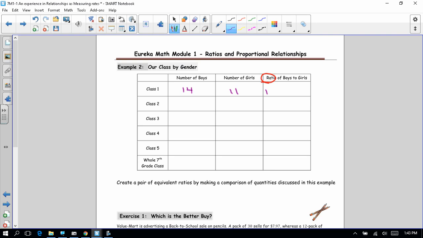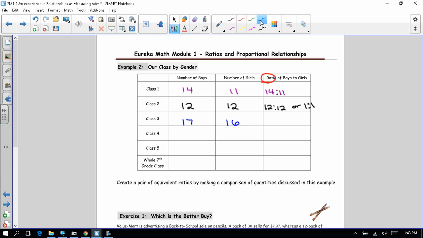So I'm going to come over here. I'm going to write 14 to 11. Right? My second period class, I have 12 boys and I have 12 girls, right? I could write that as 12 to 12. Remember I said that's what that colon means. It's just the word to. But I could simplify that like you would if it was a fraction. I could write it as 1 to 1. In other words, for every one boy in this class, there is one girl, right? All right, my third hour class. My third class, I have 17 boys and 16 girls.